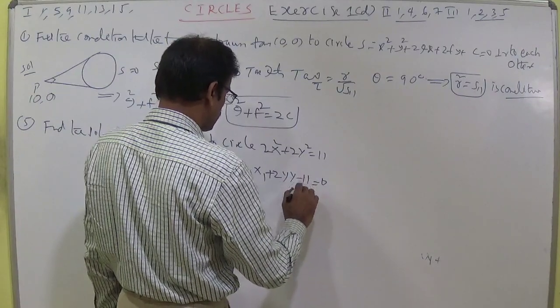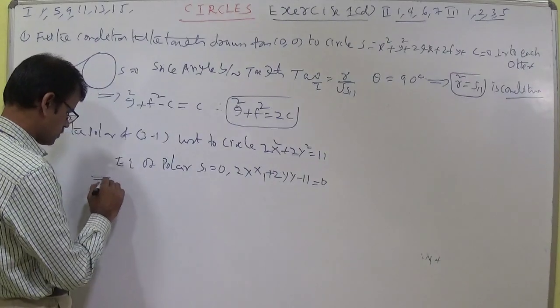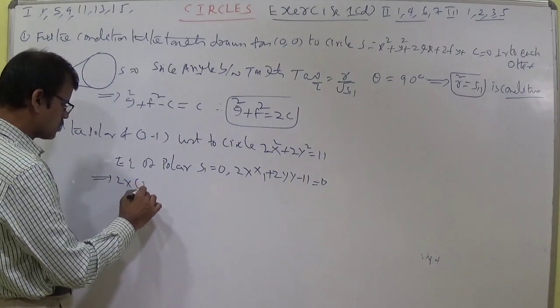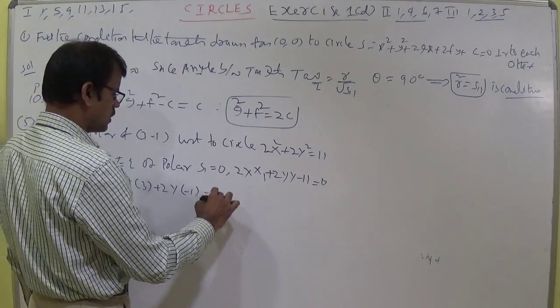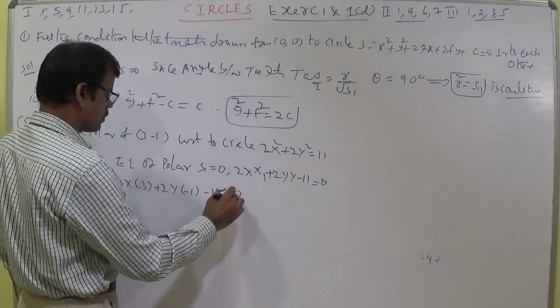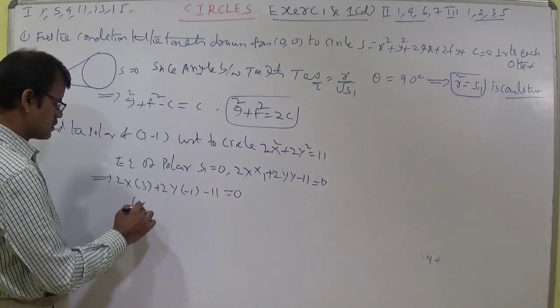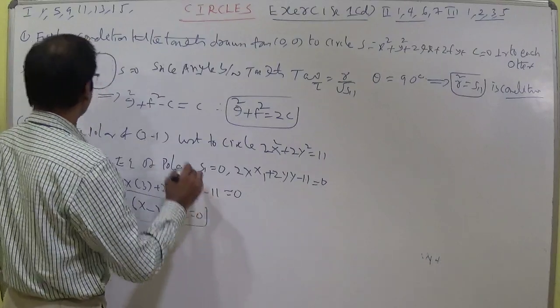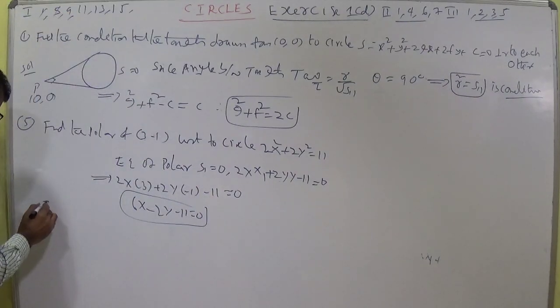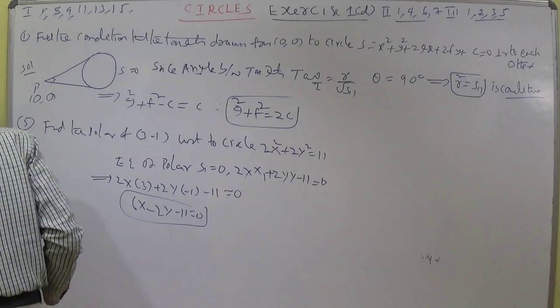This is 11. That implies 2x into 3 plus 2y into -1 minus 11 equal to 0. So the polar you can write as 6x - 2y - 11 = 0. That's all. Now let us write the 9th question.